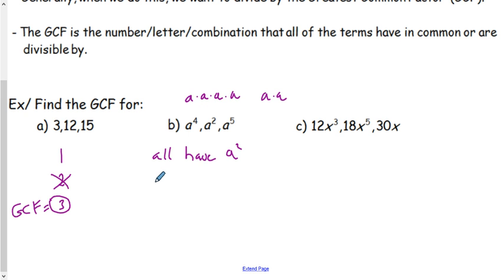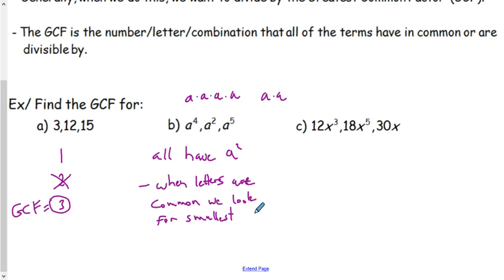And when letters are common, like they all have at least one a, we're going to look for the smallest exponent. So we say when letters are common, we look for the smallest exponent. So in this case, an a squared. So what's our greatest common factor for all of these? Well, it's going to be a squared. I can divide each of them by a squared.